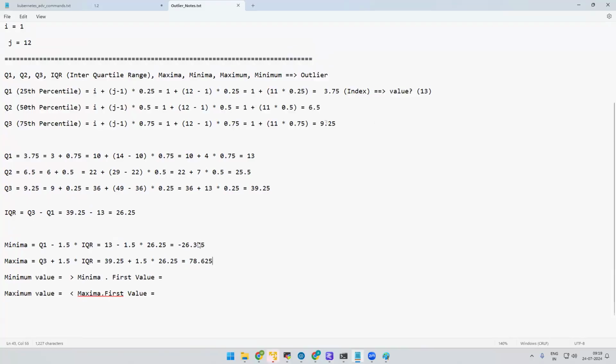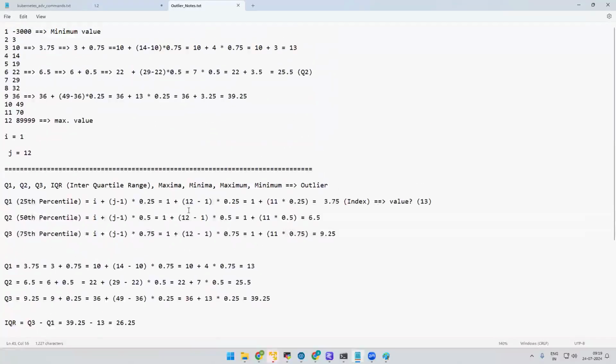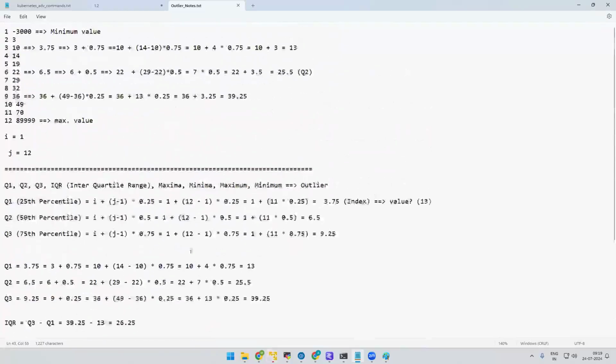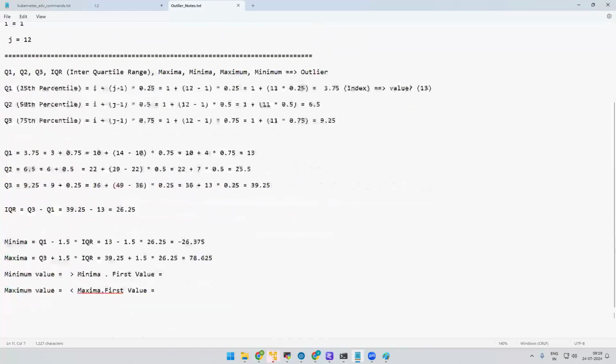Do we have any values like this in this series? Minus 26.375 and 78.625? No. This is going to give an approximate minimum value and an approximate maximum value. It's not going to give us the precise value. Now the question is, how do we calculate the minimum value and maximum value? That is the next step.